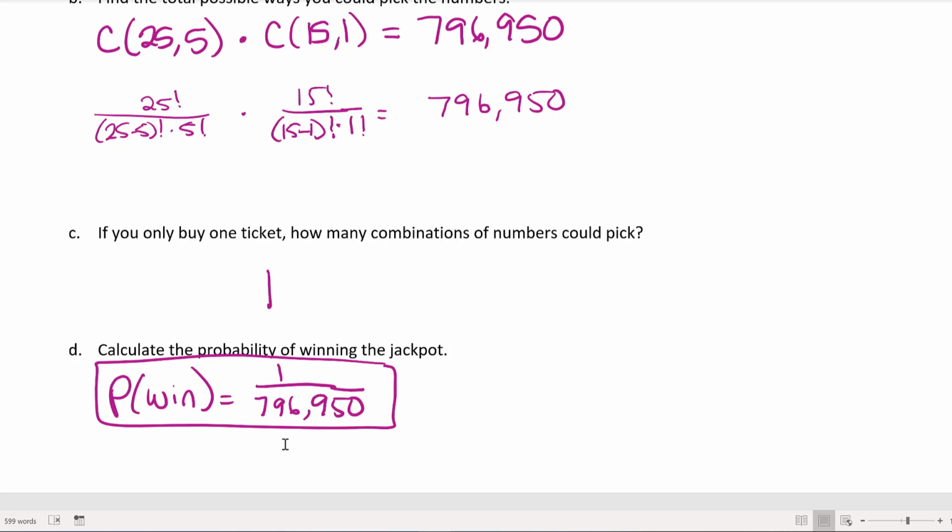So you might want to save your money on the lottery and spend it more wisely somewhere else.